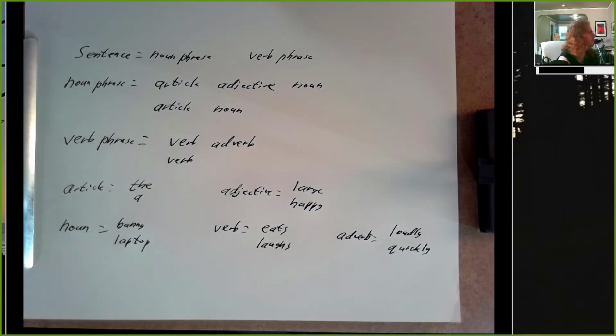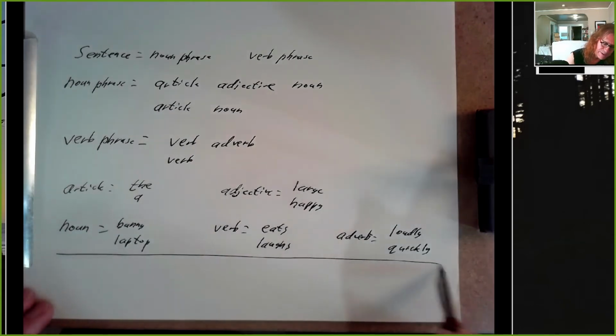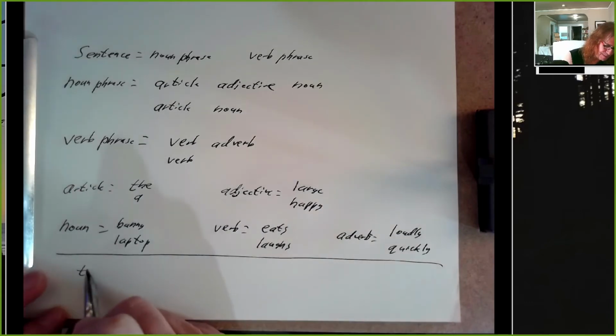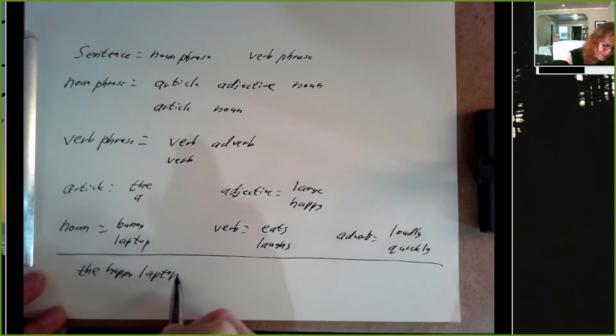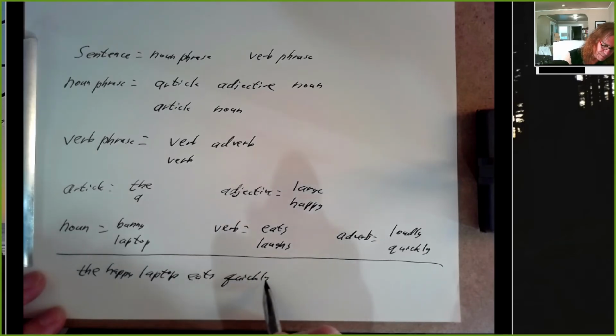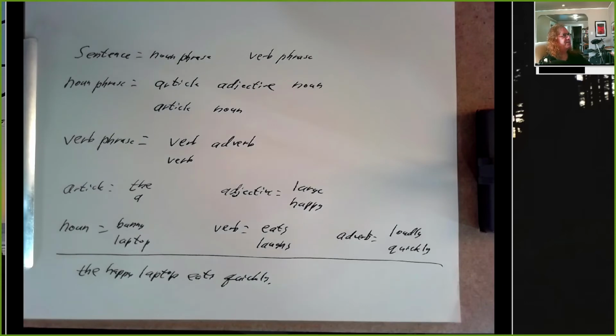So what I've got here is a formal description of what a sentence is. It's a noun phrase followed by a verb phrase. And we can do two things with this description. One, we can take something and say, is this a sentence? And we can see if it matches this template. So we can use this to do syntax analysis. So for example, the happy laptop eats quickly. And we can say, is that a sentence?